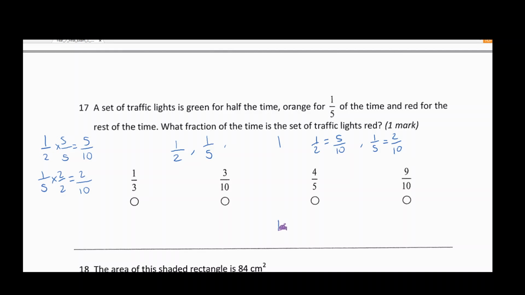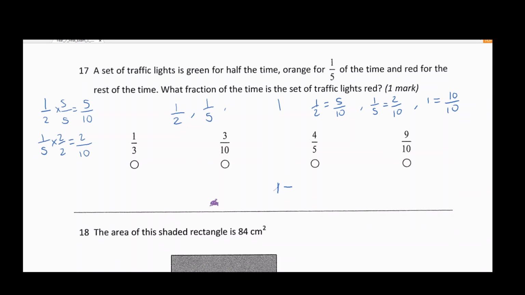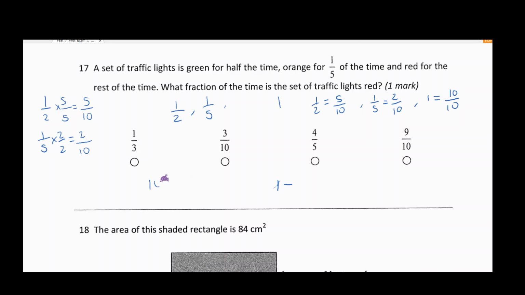Now we can subtract from our total. 1 is the same as 10/10. So here we've got 10/10 take 5/10 take 2/10. So 10 take 5 leaves us with 5. 5 take 2 is 3. 3/10. And there's our answer. It's red 3 out of 10 times.